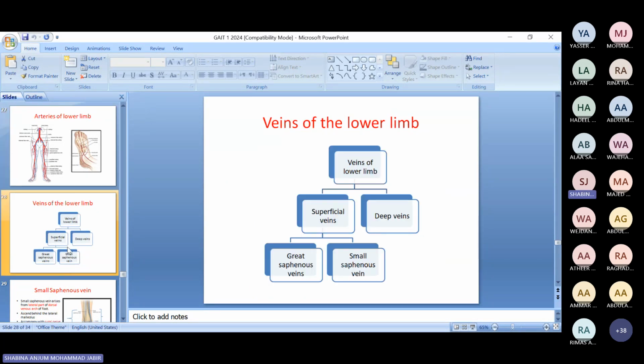Then we have the veins. About the veins, we have superficial veins and deep veins. No need to worry about the deep vein. The deep vein is the femoral vein. But what about the superficial veins, and why is it important to know them? Because these veins are superficial, they are related with many diseases and many surgical procedures. So we have the great saphenous vein and the small saphenous vein.